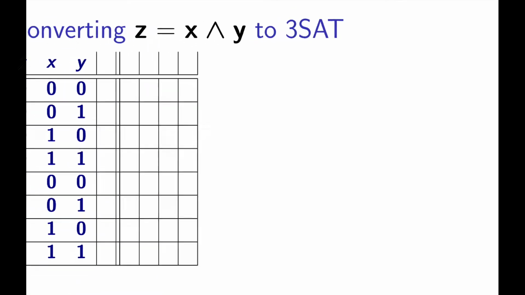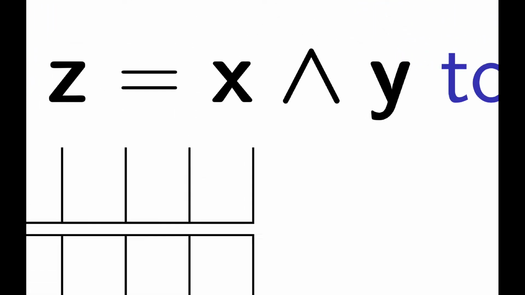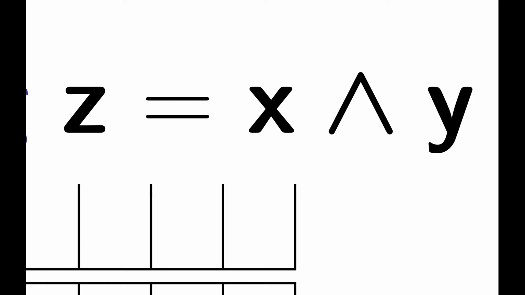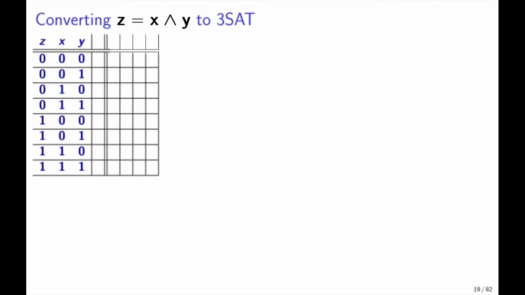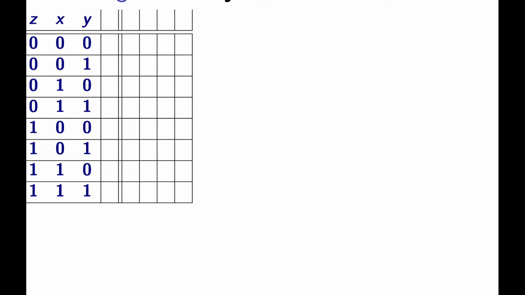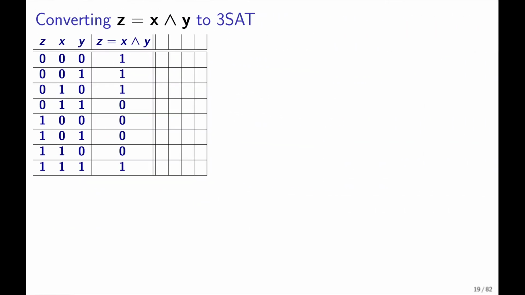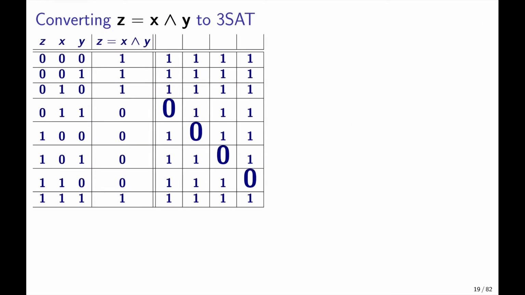So one formula we need is Z equals intersection X and Y, right? So it's three variables, and this is the truth table of this formula. And now we just fill it up. So what do I mean by fill it up? We take the zeros of this table, and for each one of those zeros, we are going to get a 3SAT clause, a SAT clause that is 0 on this entry in the table and 1 everywhere else.